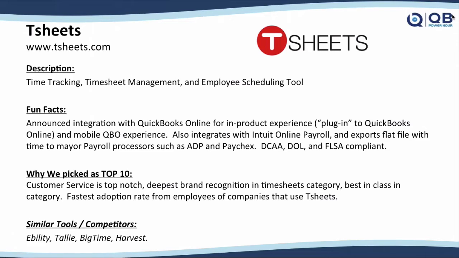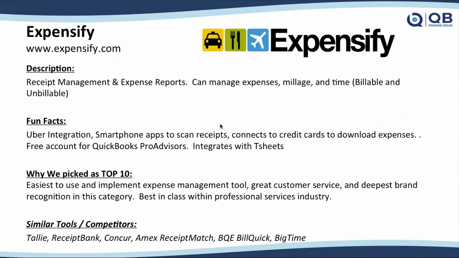Now, some of the similar tools or competitors out there are Ability, Tally, Big Time, and Harvest. And let me tell you, all four of those are great apps. They all have their own merits. But again, with the criteria we talked about, all those things combined, T-Sheets continues to be the king in this category. So tsheets.com.